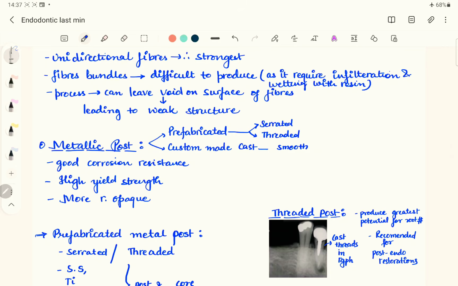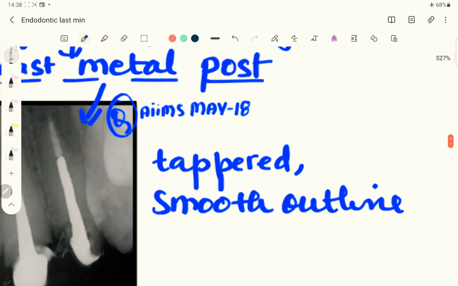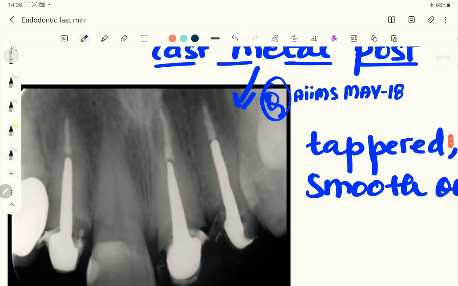So these have good corrosion resistance, high yielding strength, and they are more radio opaque. See, one is if you are using a fiber post, another one you are using a metal post. It is obvious that the metal post will be more radio opaque because of the metal content. So if you see so much of radio opacity in a radiograph given in a picture in exam, then you can nicely appreciate that it is a cast metal post like in this particular structure.